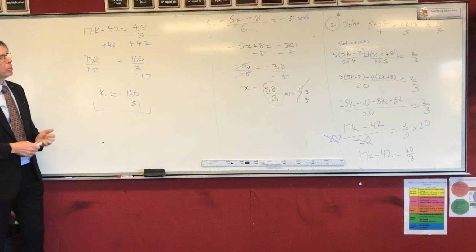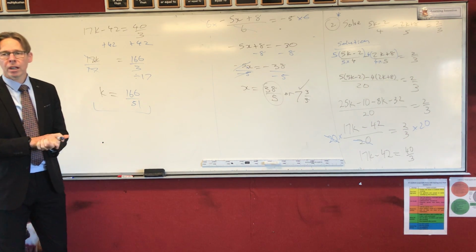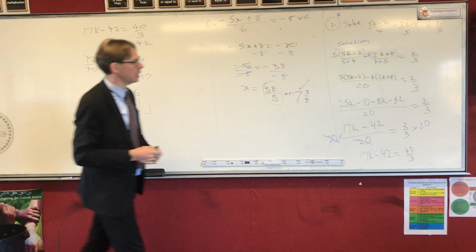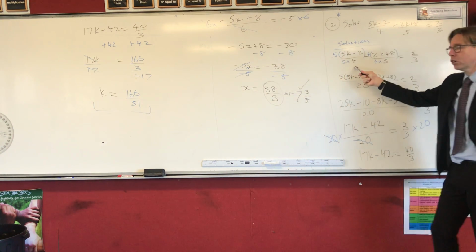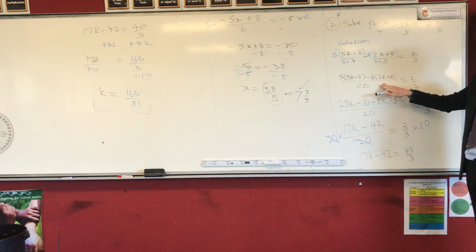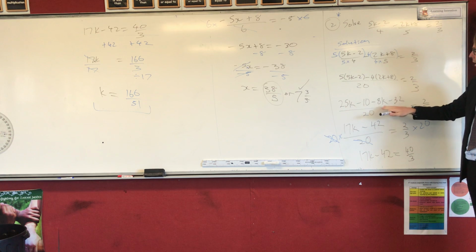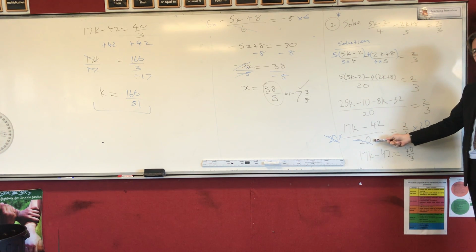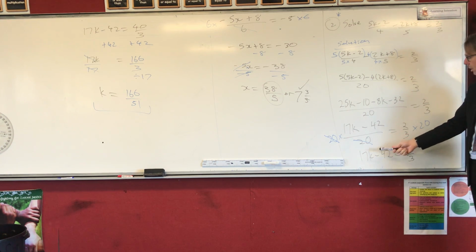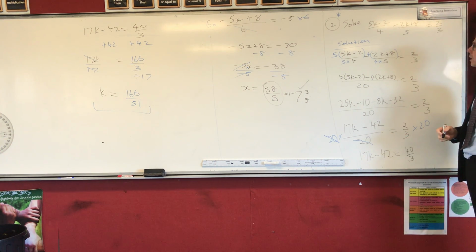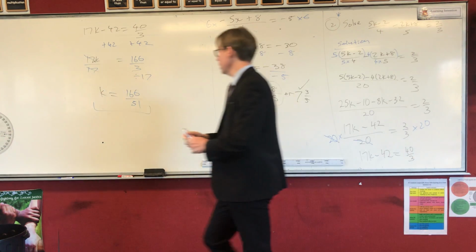So just recapping those steps. Create common denominators. Write it as a single fraction over one denominator. Expand the brackets. Get rid of the denominator for the fraction and then solve it from there. Okay. So just go through those steps again.